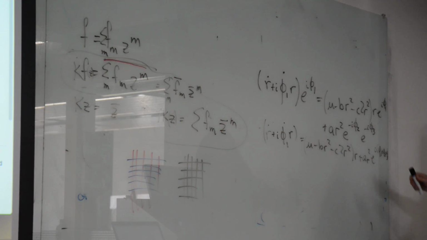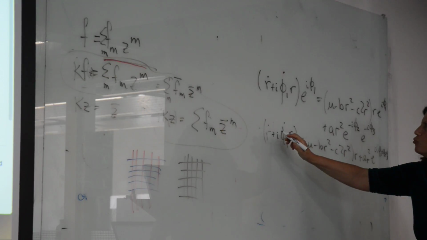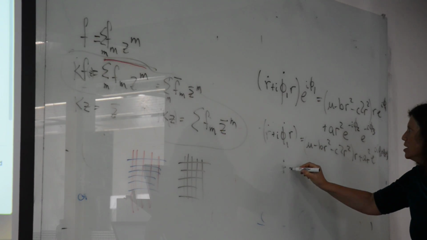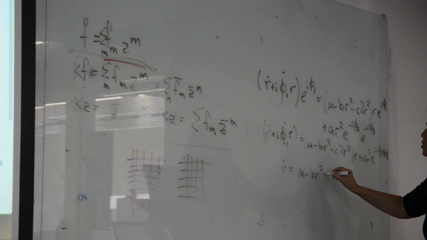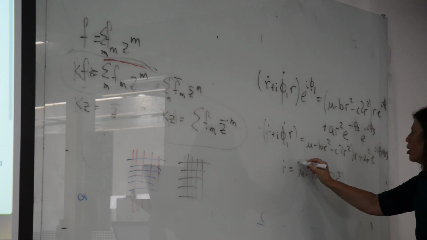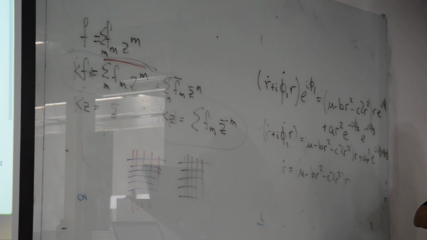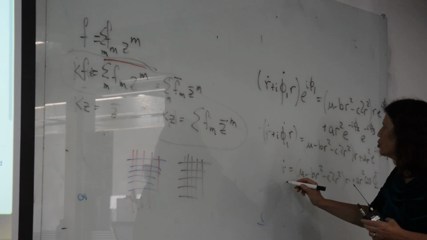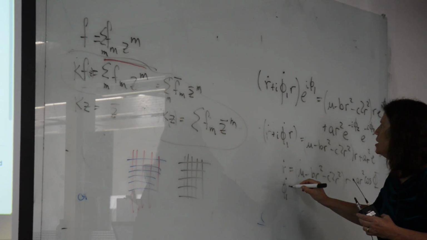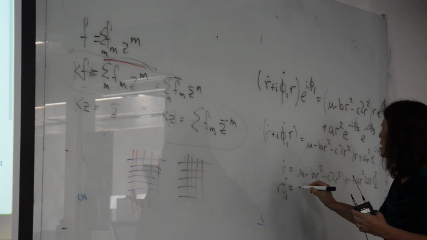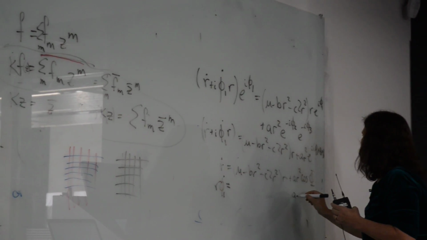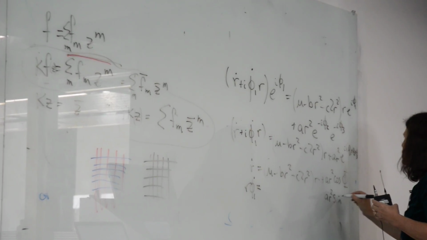And so I see that I have, okay, I separate this now into two equations, as I usually do, the real part and the imaginary part. r dot equals mu minus b r squared minus c2 r squared r, and now I have plus a r squared cosine of the sum. And for the other equation, I have phi 1 dot times r is equal to a r squared sine phi.